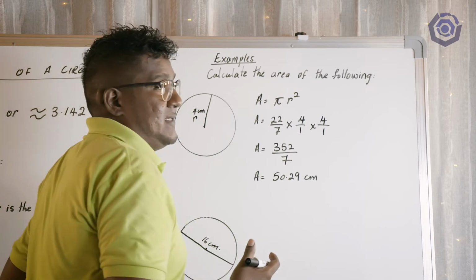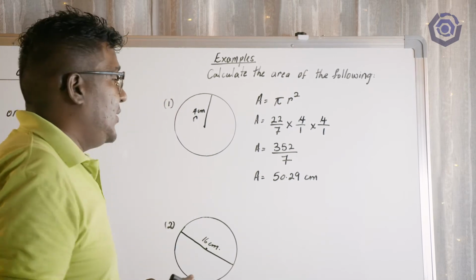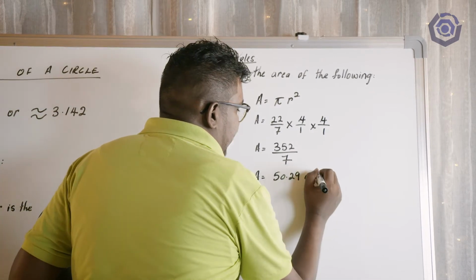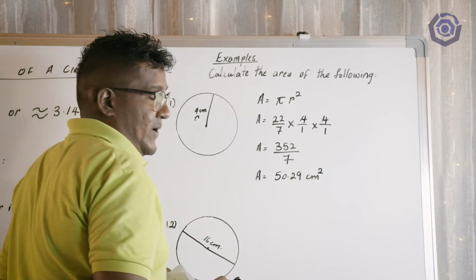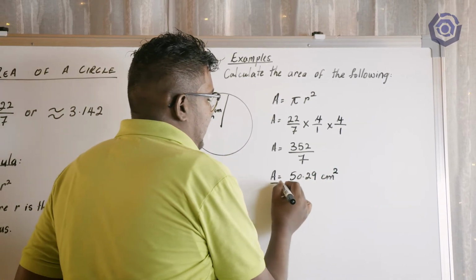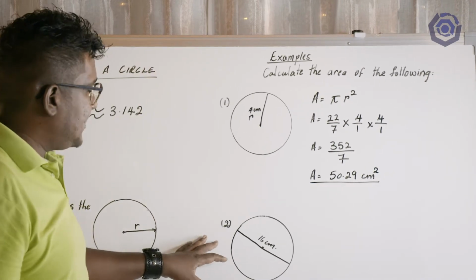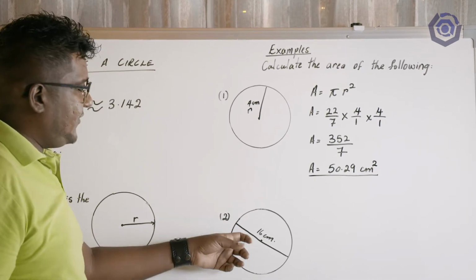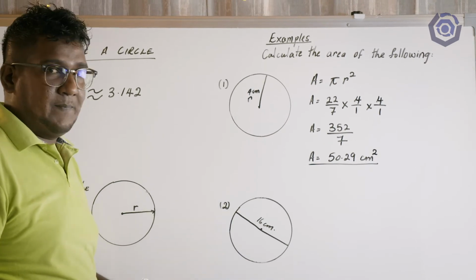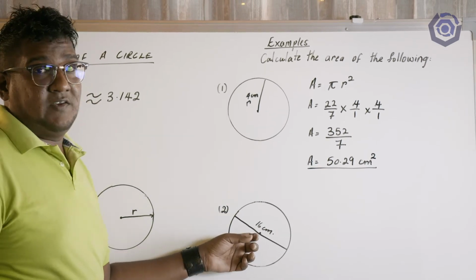And remember we said yesterday that once we were finding area, our unit is squared, right? So this would be cm squared. So this is the area of a circle with radius 4 centimeters. Now let's look at this example. If you notice here, we have 16 cm, but this is not the radius they gave us here.